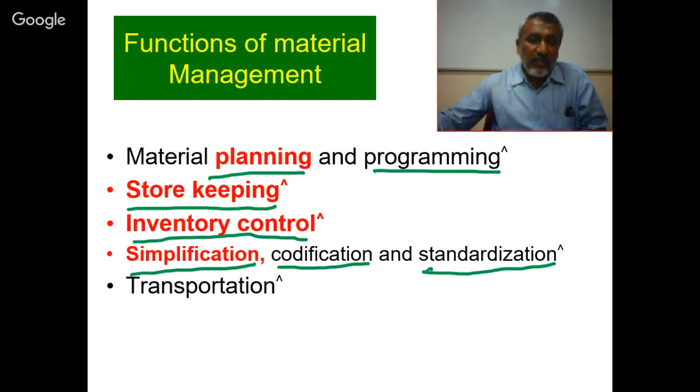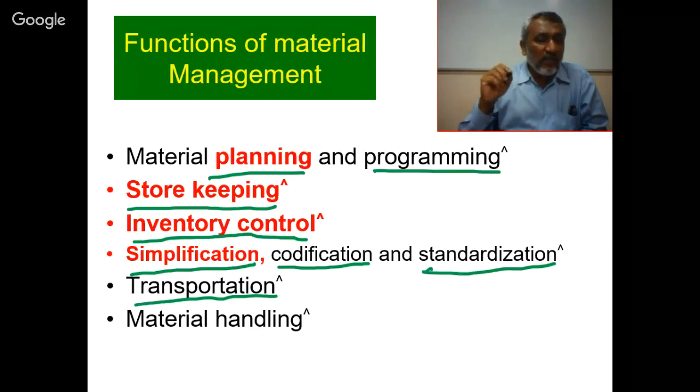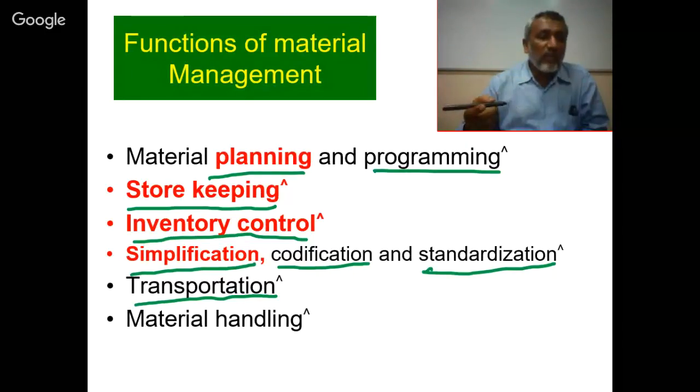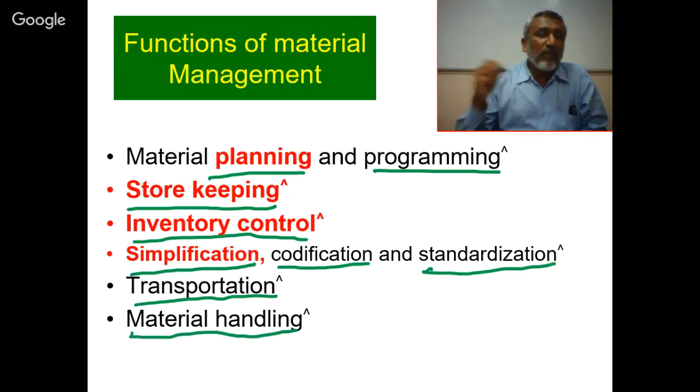Then the transportation of material to and from the industry has to be done in the most economical and most efficient manner. Not only to and from the industry, within the industry, how do we transport material from one place to another place is very important. That is where the material handling comes into the picture. There should be the most efficient method of material handling within the industry, which forms an essential part of the material management.